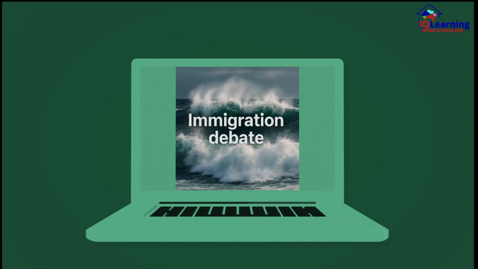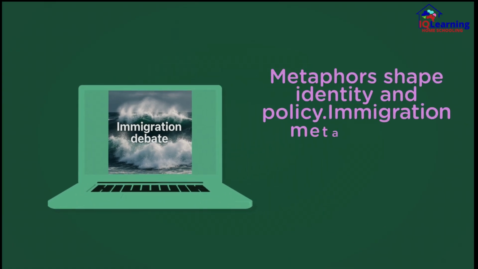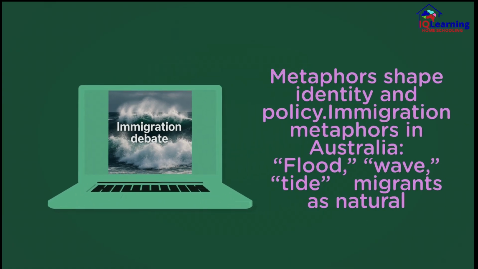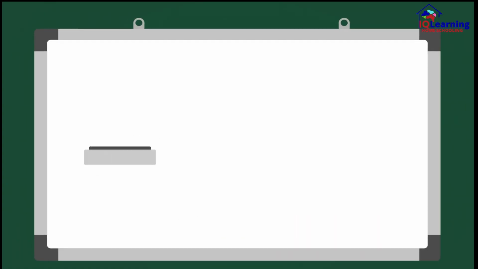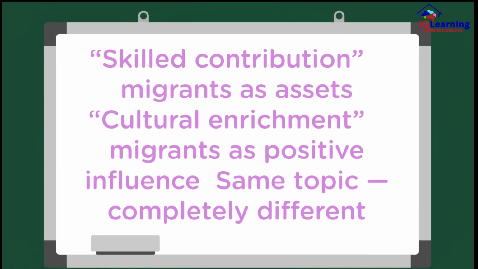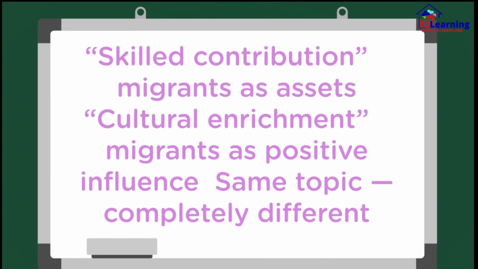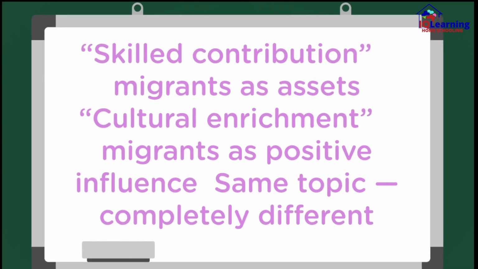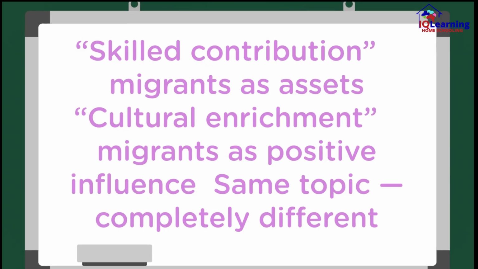Metaphor and framing. Metaphors shape identity and policy. Immigration metaphors in Australia: flood, wave, tide, migrants as natural disasters. Skilled contribution, migrants as assets. Cultural enrichment, migrants as positive influence. Same topic, completely different meanings depending on the metaphor.